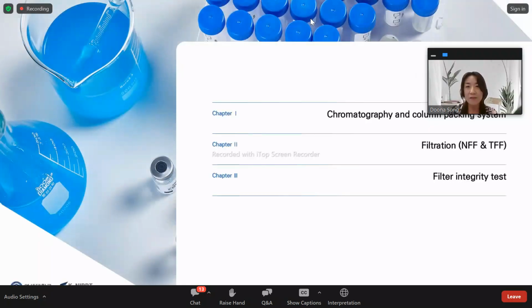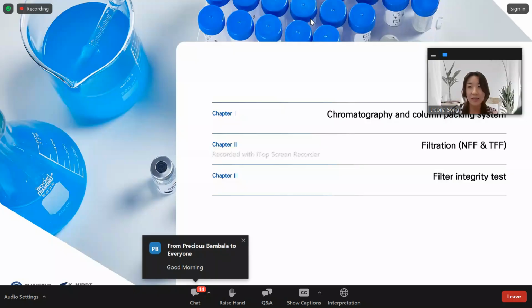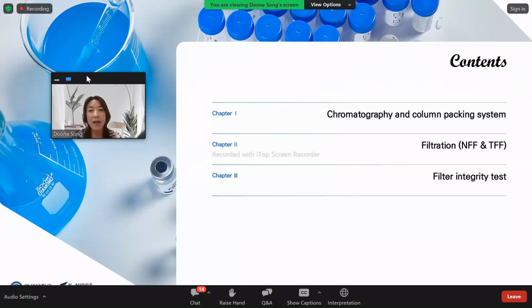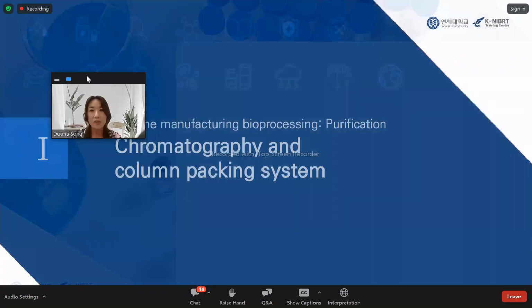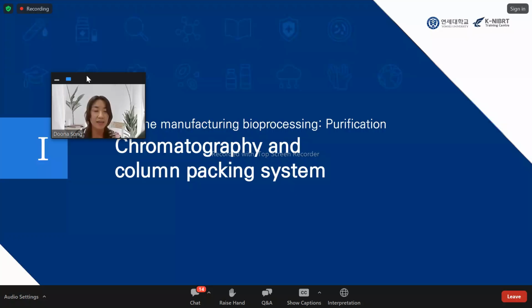So in the manufacturing process, the main techniques for downstream processing are chromatography and filtration. So today I will talk about overall chromatography and column packing. And for filtration, I will explain normal flow filtration and tangential flow filtration. And lastly, I will cover the tests used to check the integrity of these filters. So first, I will talk about chromatography techniques and column packing.